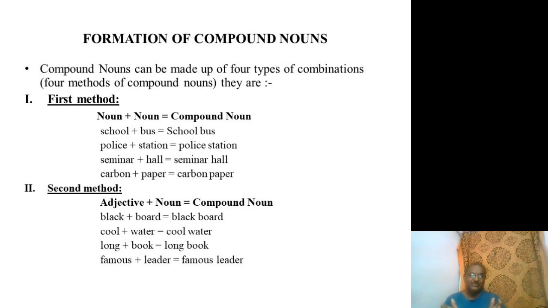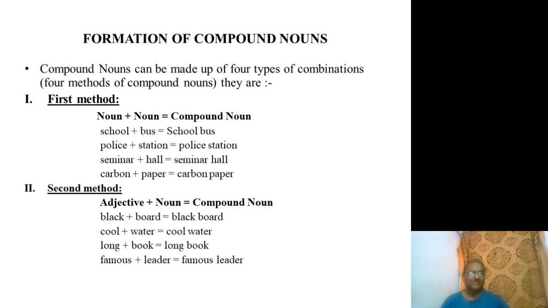So in the first method we are combining noun plus noun. In the second method we are not combining noun plus noun; the principle is something different. Adjective plus noun. So cool water. How is the water? Cool water. Cool water is a separate compound noun. Long book: long is an adjective, book is a noun. Famous leader: famous is an adjective, leader is a noun. Famous plus leader becomes famous leader. So this is the second method.